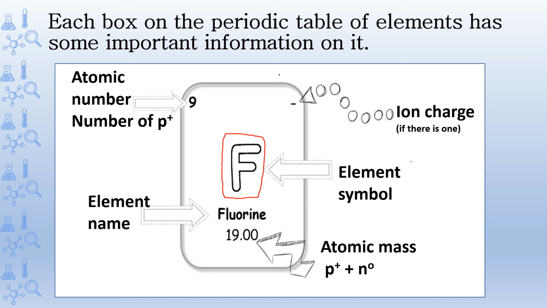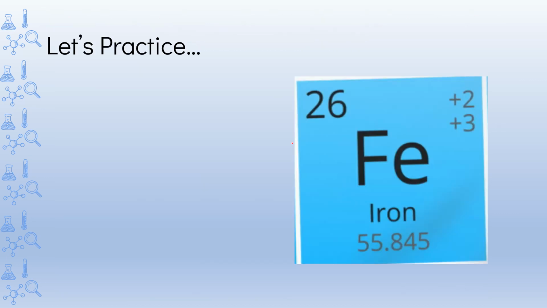And then over here, the ion charge, if there is one. For example, noble gases are inert, so there is no ion charge. The ion charge tells you if the electrons are gained or lost. Because this ion charge here is negative, it's telling me that it's gaining electrons. And this makes sense because our non-metals gain electrons.